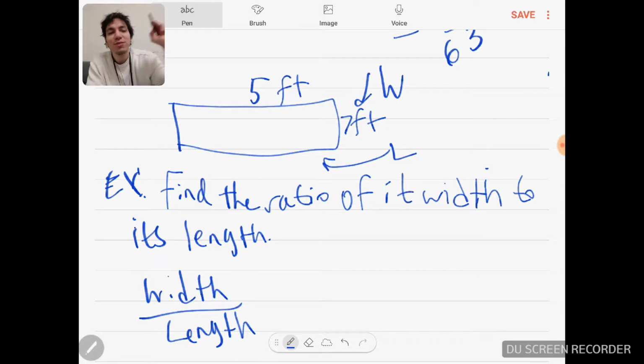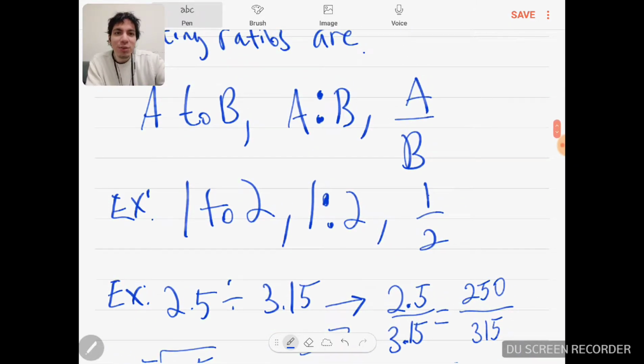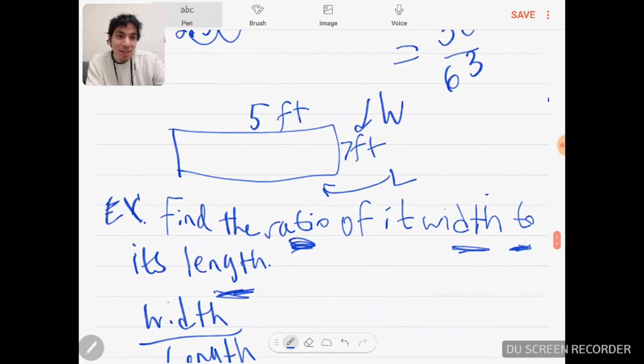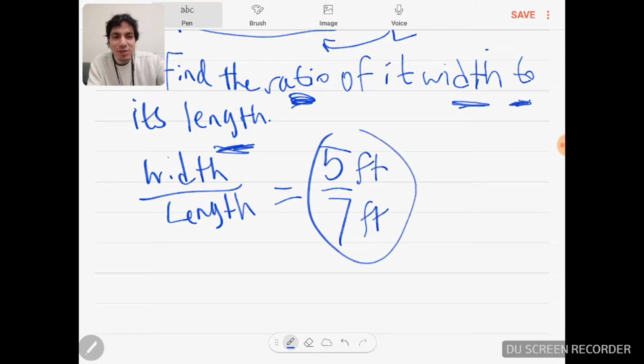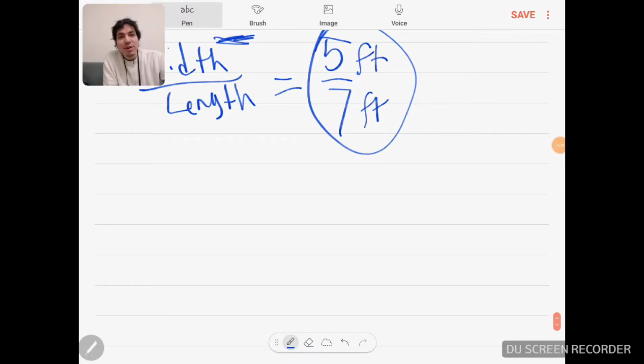The only reason why this formula is written as width to length is because it says it in the problem: find the ratio of its width to its length. So we just learned that when I say 1 to something, I'm saying that number over the other number. Therefore, that's why it's going to be 5 over 7 feet as my answer. Whatever that is as a decimal, you can figure that out for yourself. Or not. You know what? Nah, I'll do it for you.